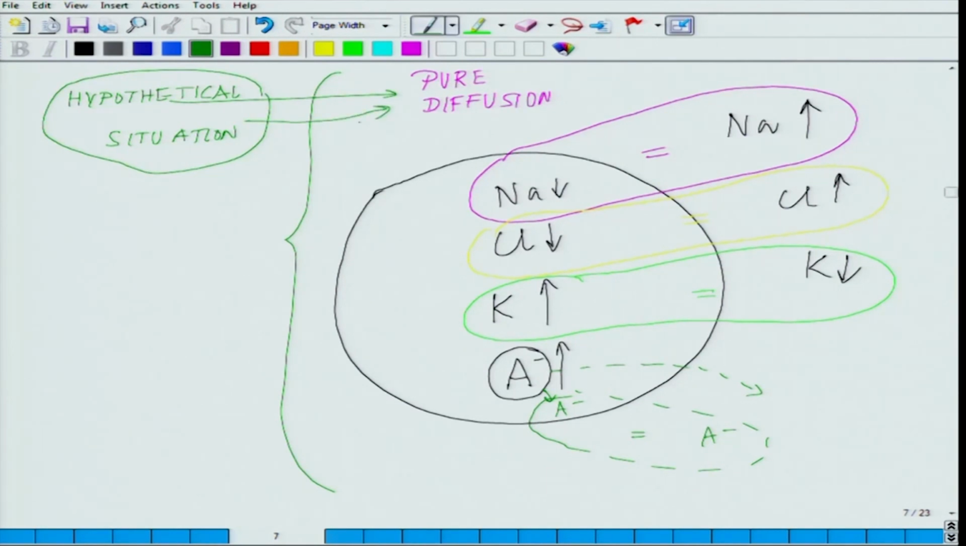This is a pure diffusion. If pure diffusion is allowed, that is what is going to happen. But I put a condition here. The condition which I put is that those huge proteins which are present inside the cell cannot really move out.